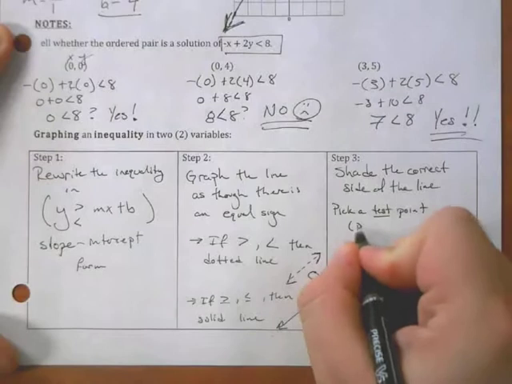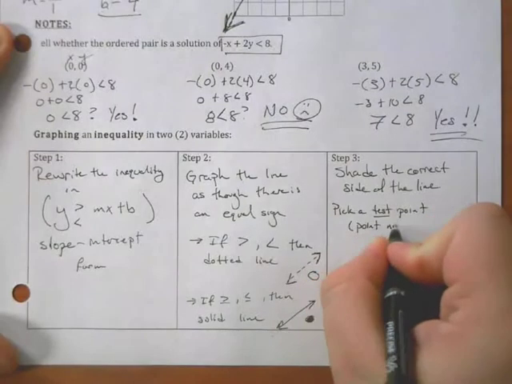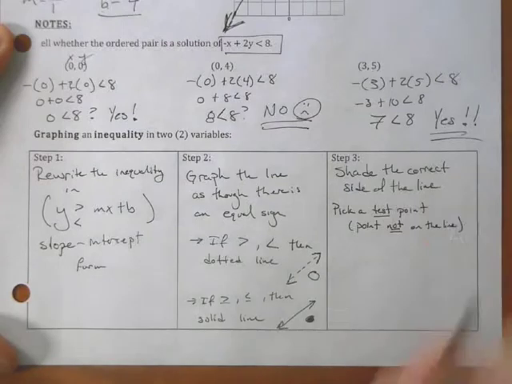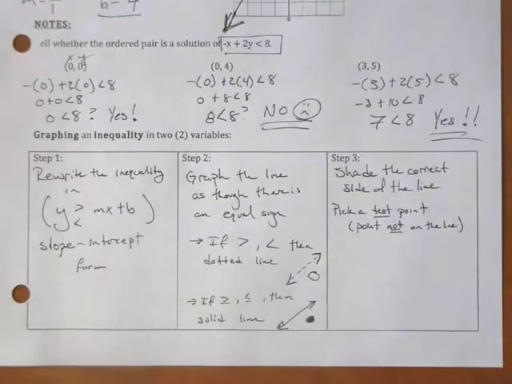A test point is a point not on the line. Does anyone want to take a stab in the dark at what the best possible test point is, if you have one? What's the best possible test point? If at all possible, choose (0, 0), if you can.